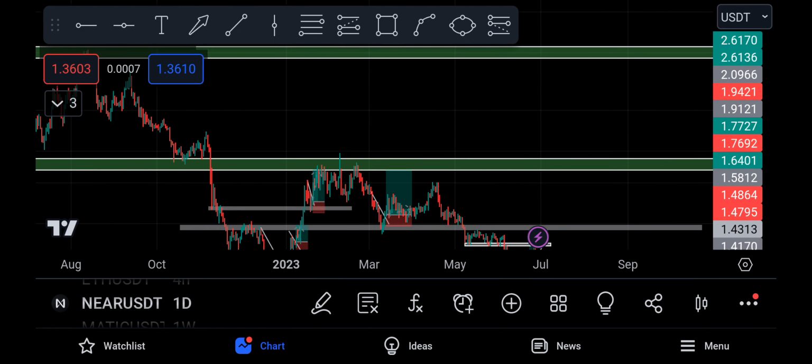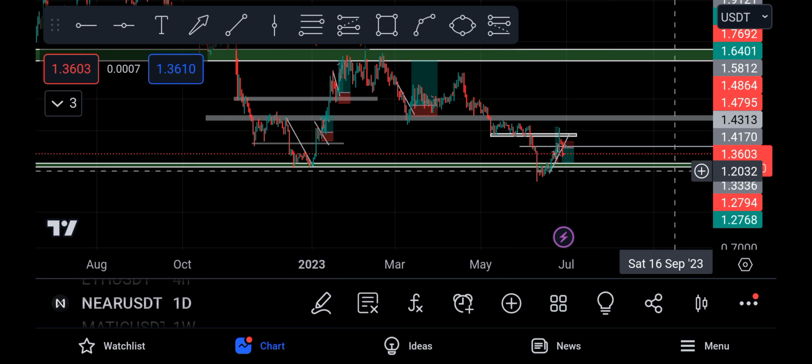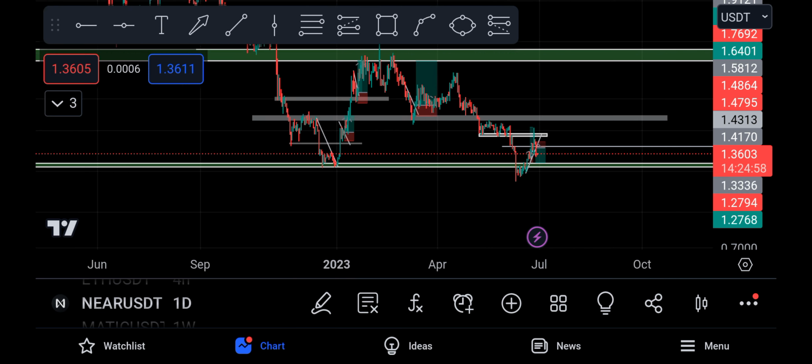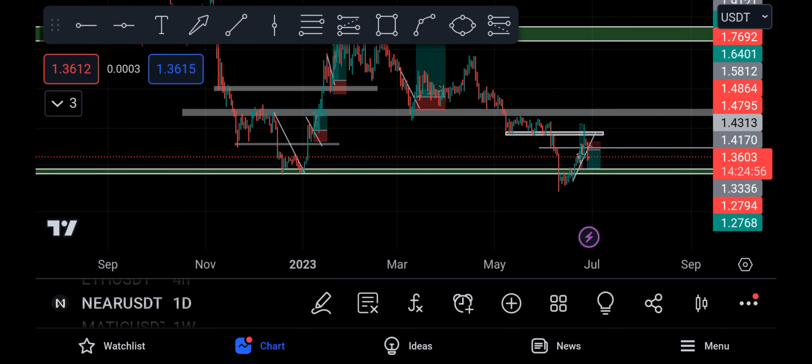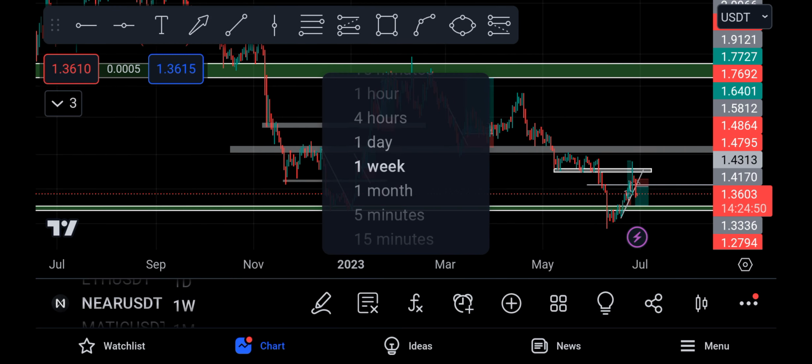So we are in this range. This is the range high, and then this is the range low. We have been in this range for some time. So this was December, around December 31st or so. Let's go to the weekly time frame.